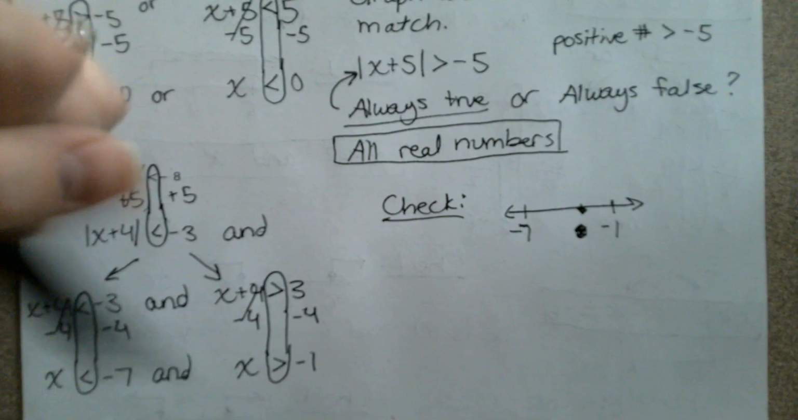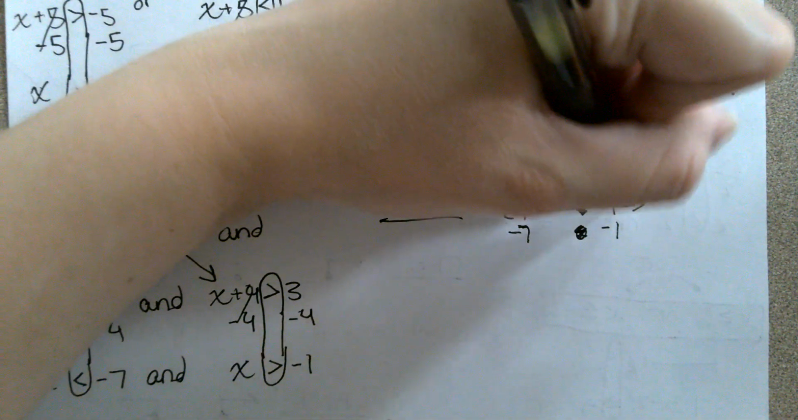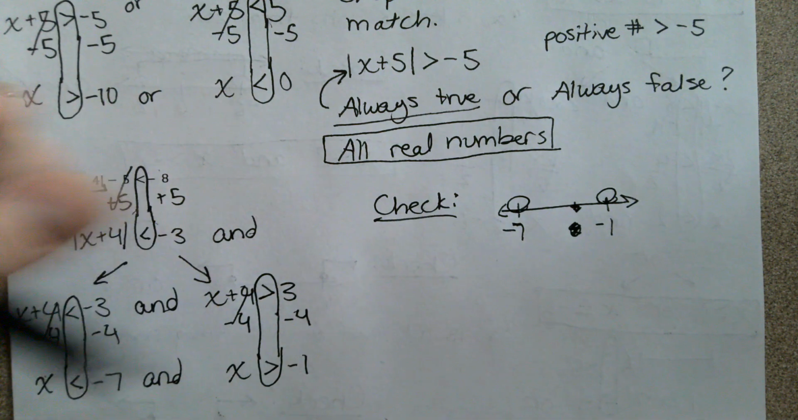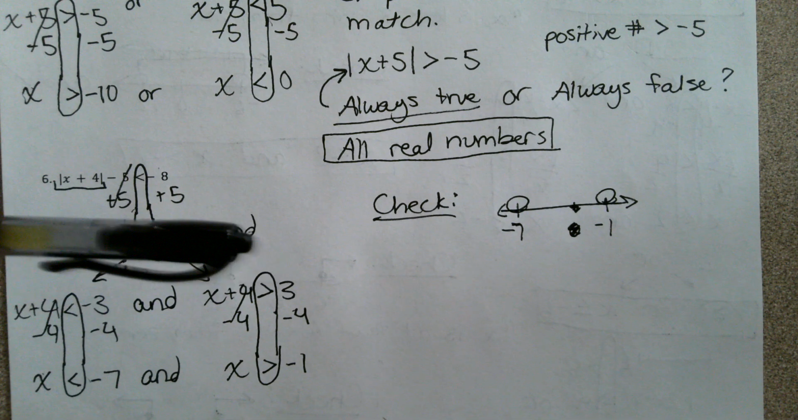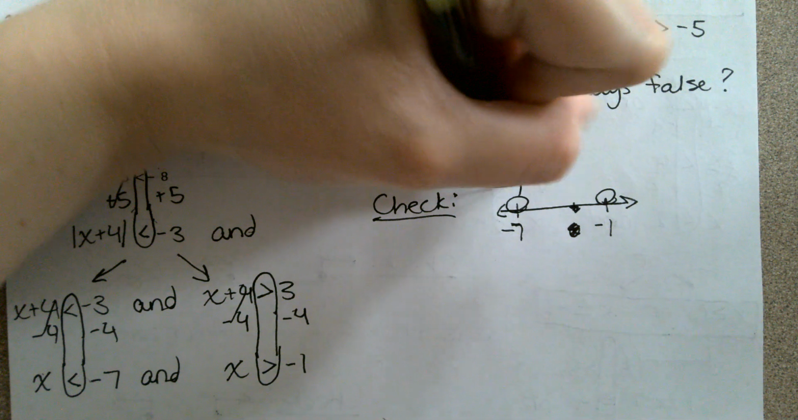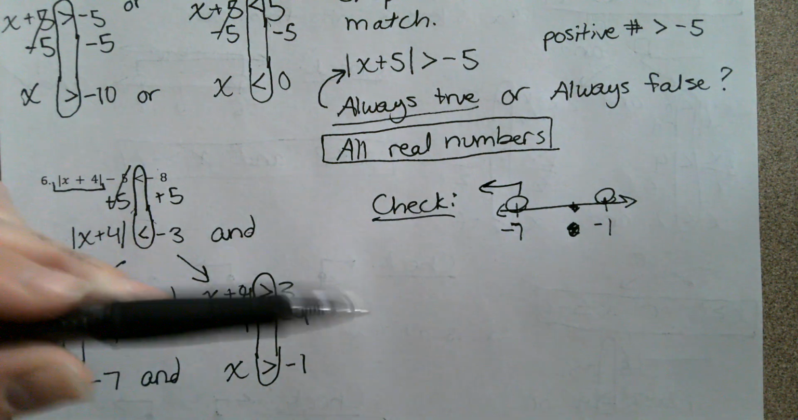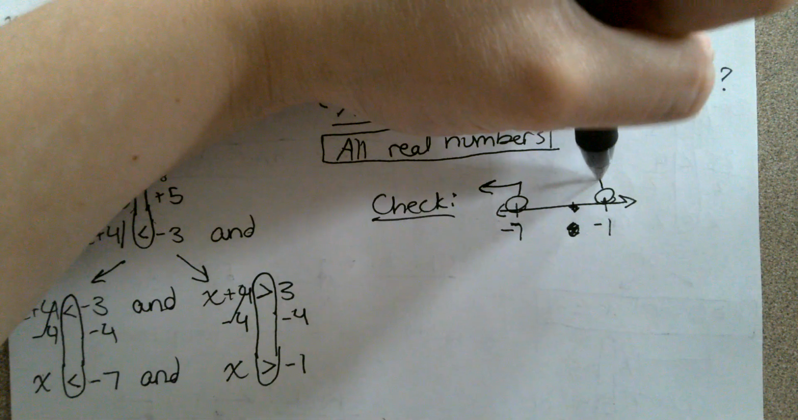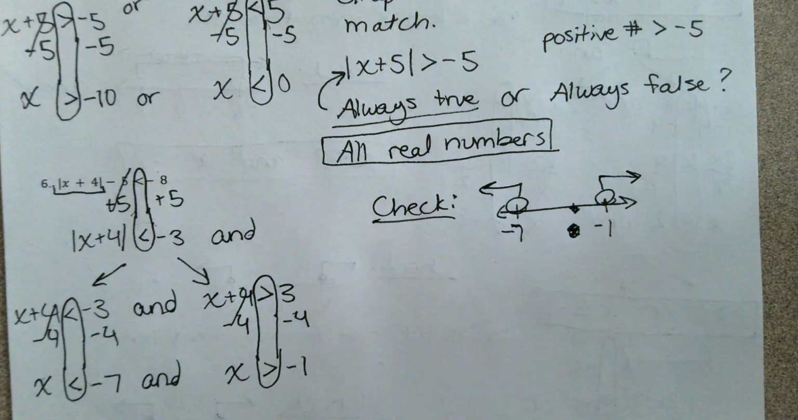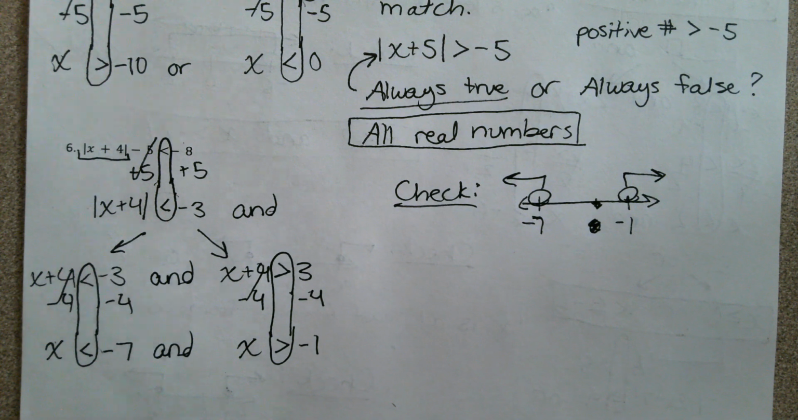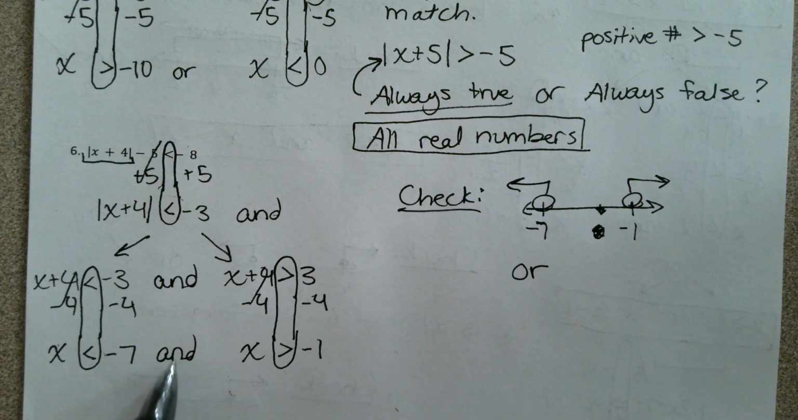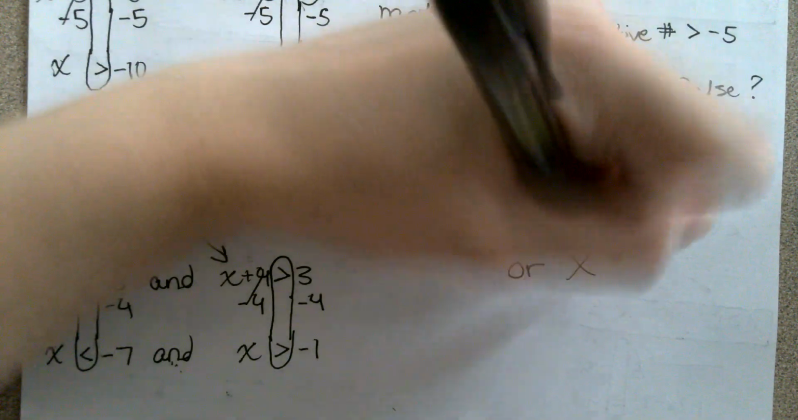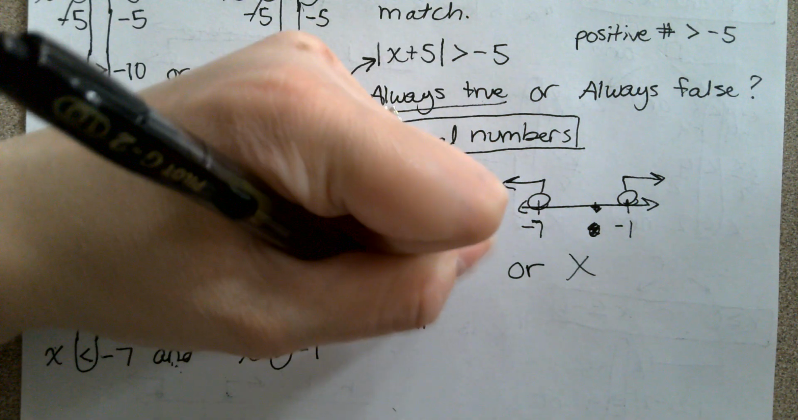All right, so now we have open dots because of the less than, no, or equal to. This for negative 7 is pointing to the left. And for negative 1 is pointing to the right. Hopefully you can clearly see that's an or statement. But we needed to have an and. So again, we have that mismatch.